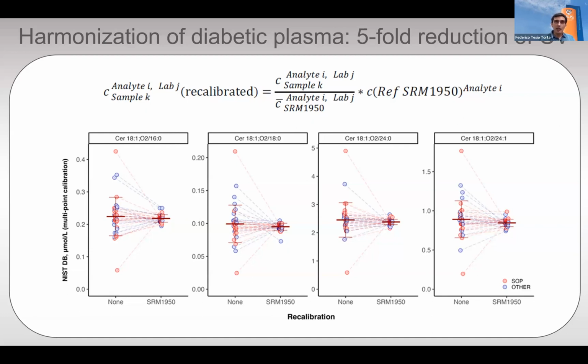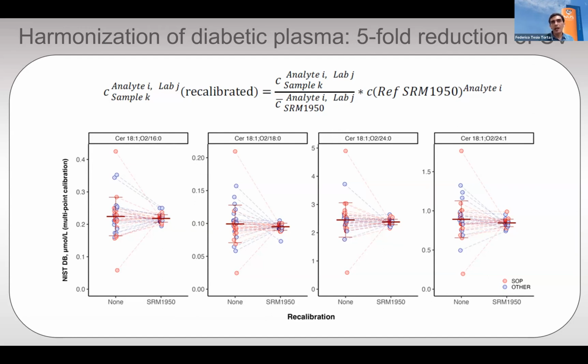Now, after this recalibration, you can see in the figures that I report below here for each ceramide the values that we obtained before recalibration and after recalibration with the SRM 1950.